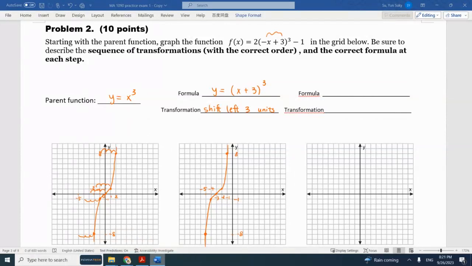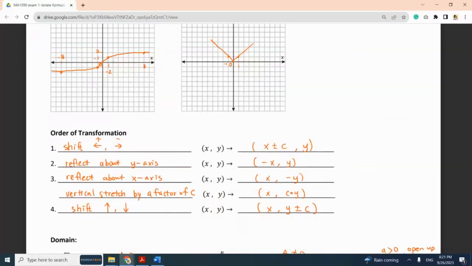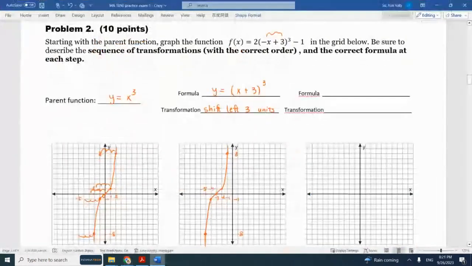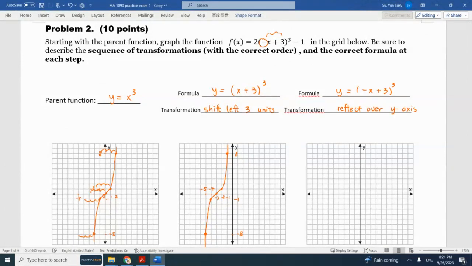Okay, and then next one. You see, next one reflect about the y-axis. Do you see a minus sign in front of x? Yes. See, we see a minus sign in front of x. So put a minus sign in front of x. And this is reflect over the y-axis.